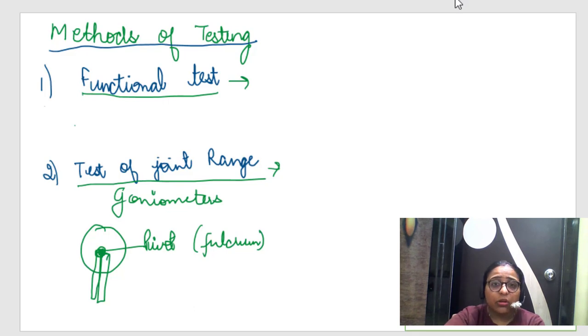And for every joint, as I told you, you have certain normal values, and you have to compare it with the contralateral limb, right? So this is a test of joint range of motion. It is very important, right? If it is clear, then we proceed to the next test.